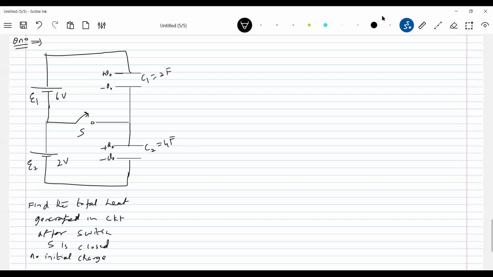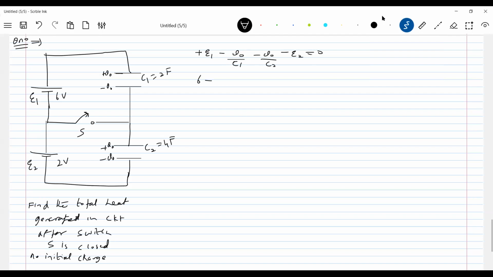They are in series, no? So directly, instead of using any formula, take help of this one. Q naught is equal to plus C1 minus Q naught by C1, minus Q naught by C2, minus C2 equals 0.